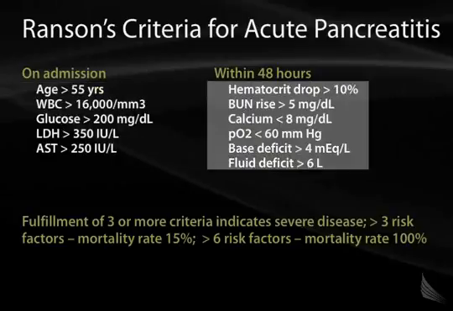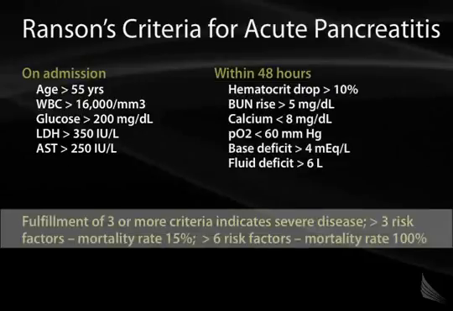Within 48 hours, if there's a hematocrit drop of 10%, a BUN rise of 5 mg per deciliter, a calcium less than 8, a PO2 of less than 60, a base deficit of greater than 4 milliequivalents per liter, and a fluid requirement of greater than 6 liters, these are all negative prognostic signs. Fulfillment of 3 or more criteria at 48 hours indicates severe disease. Greater than 3 risk factors has a mortality rate of 15%, and greater than 6 risk factors has a mortality rate of 100%.